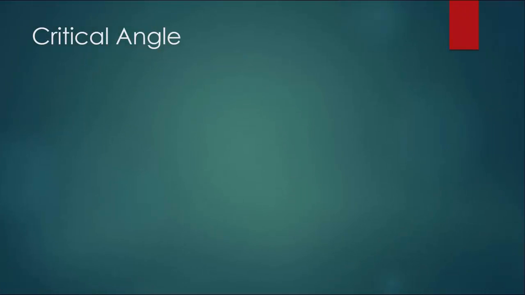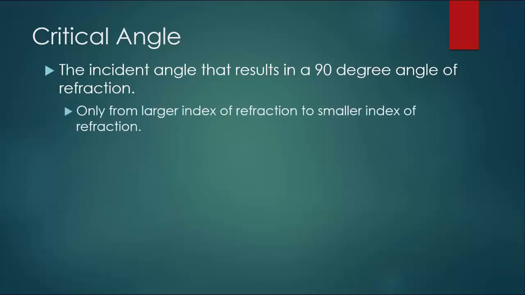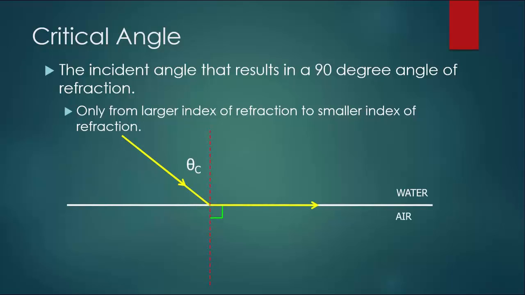There's a particular angle involved in refraction that's called the critical angle. This is the incident angle that results in a 90-degree angle of refraction. There's only a critical angle for a ray of light traveling from a material with a larger index of refraction to a material of a smaller index of refraction. Here's a diagram to represent what I mean. The critical angle is an angle of incidence represented by theta c, and the refracted angle is exactly 90 degrees.